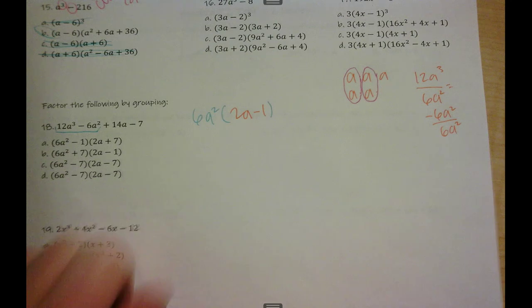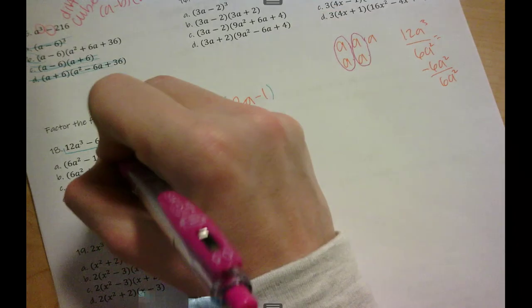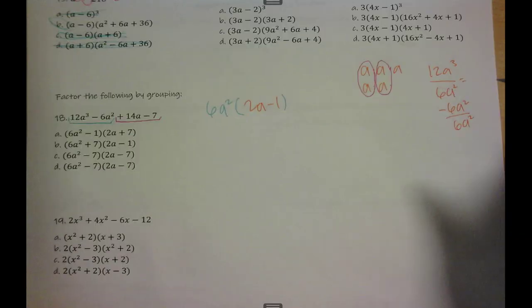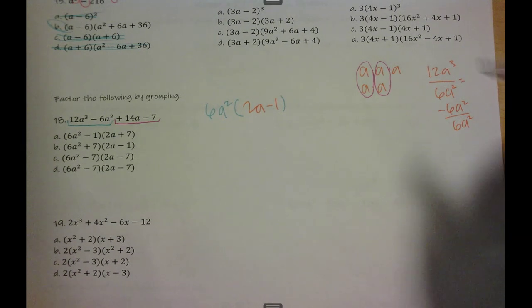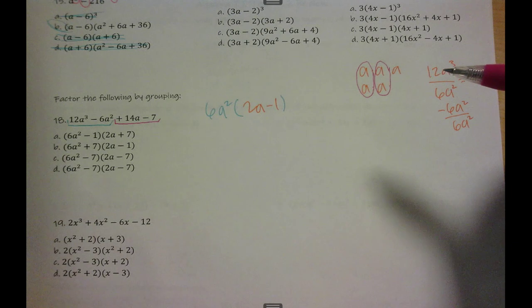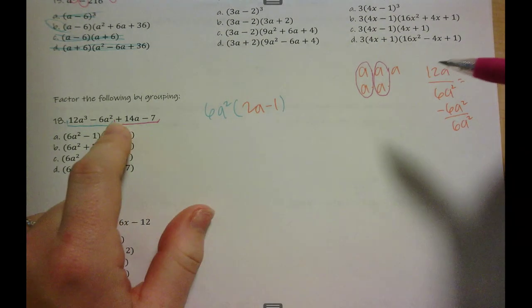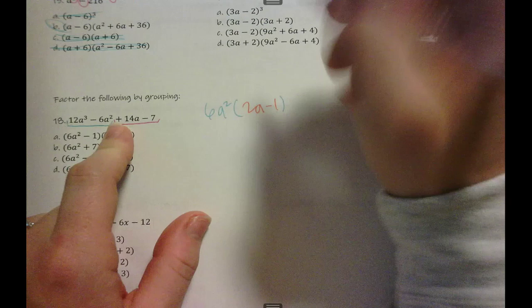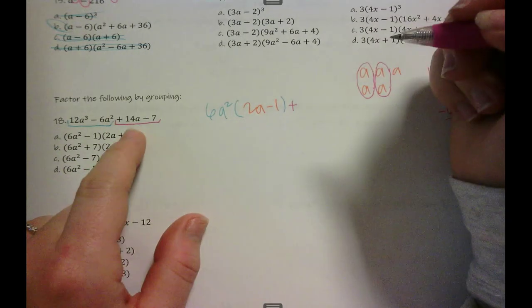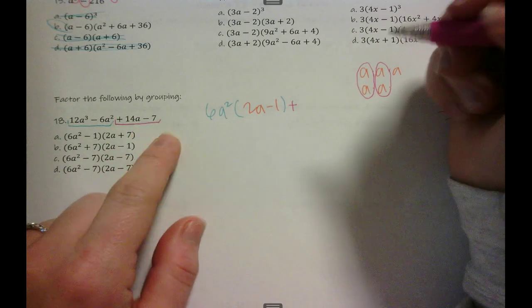Okay, now I want to take the greatest common factor of that second group. And most likely, in all of your problems, the greatest common factor is just going to be one number. Remember, whatever sign this is, that's what's going to be our sign here. Greatest common factor between 14 and 7 is 7.